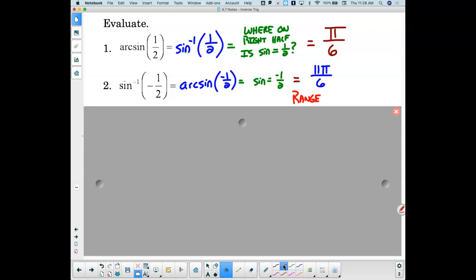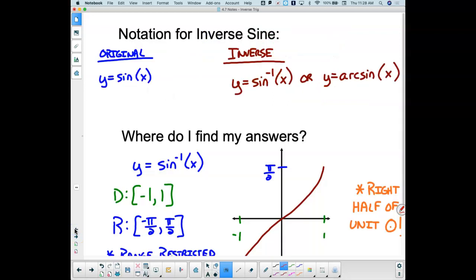How do you know that? From the restrictions. Where are the restrictions? The range is negative pi over 2 to pi over 2. Hold up. Let me go back a slide to show you. Okay, so the range, my answers have to be between negative pi over 2 and positive pi over 2. How did you get that though?